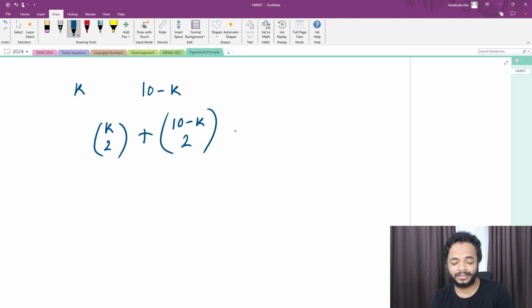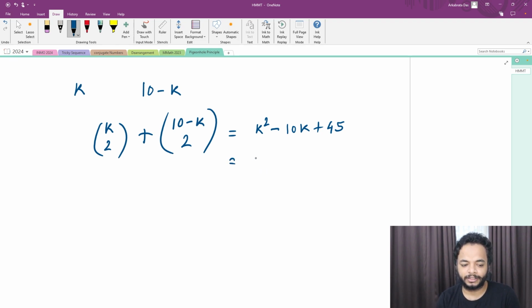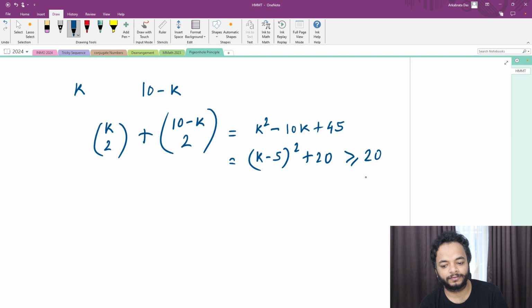Now, to save time, because this solution is going to take a little while, I have already calculated this. It is k choose 2 plus 10 minus k choose 2. Simplifying it, it's k squared minus 10k plus 45. You would notice that we can further write this as k minus 5 whole squared plus 20. Now notice that this is always greater than or equal to 20, because k minus 5 whole squared is always greater than or equal to 0.